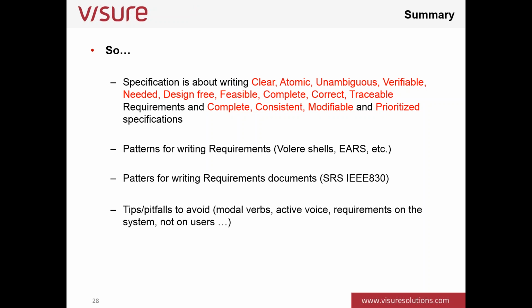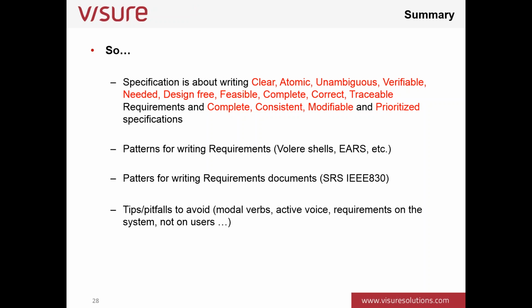Okay. We recommend using patterns for writing the requirements. We haven't seen them in today's webinar. We just reviewed some of them in the previous webinar. We can use Volere, we can use EARS, we can use our own patterns, but we recommend having some kind of pattern for writing down the requirements, and also patterns for writing down the whole requirements document. In this case, we have analyzed the SRS from the IEEE.